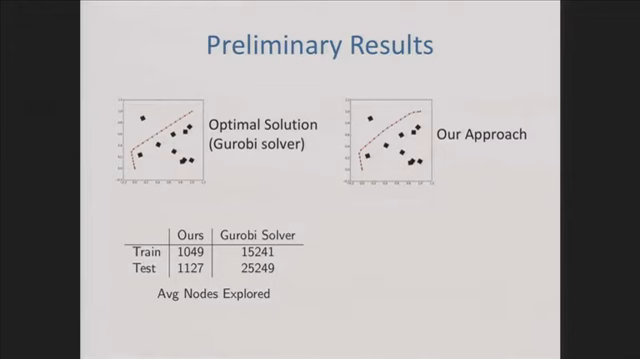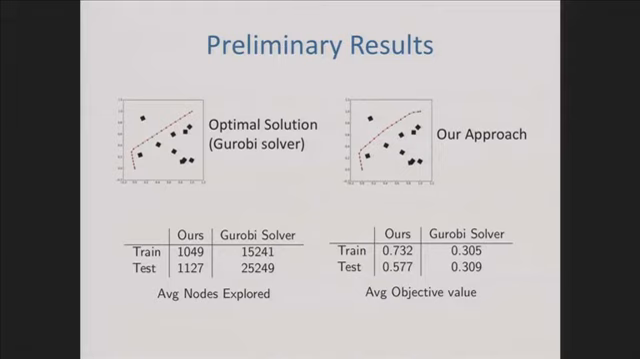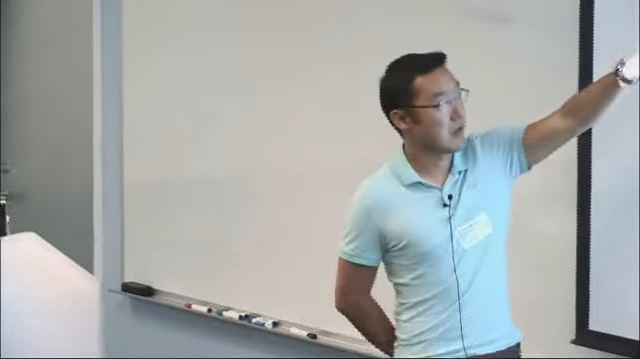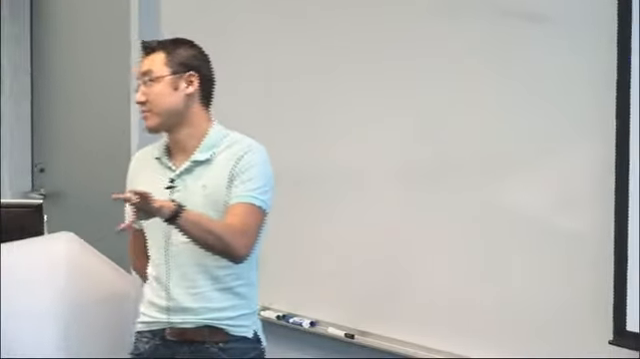One thing that I want you to focus on is the fact that in terms of the size of the state space, number of nodes explored in the search tree, we're about 20 times faster than Gurobi. We train the model on obstacle courses generated from this distribution. So it's specific to this distribution of integer programs.